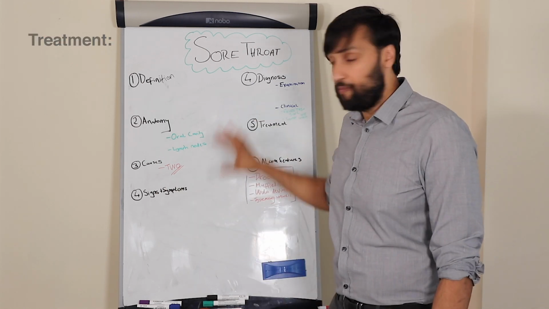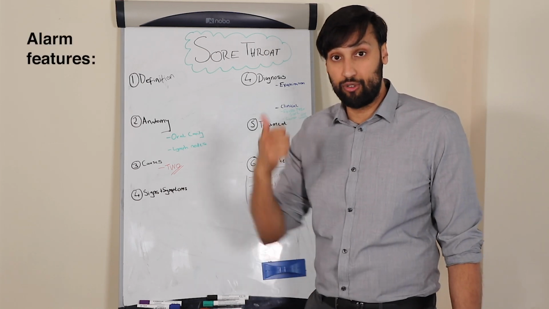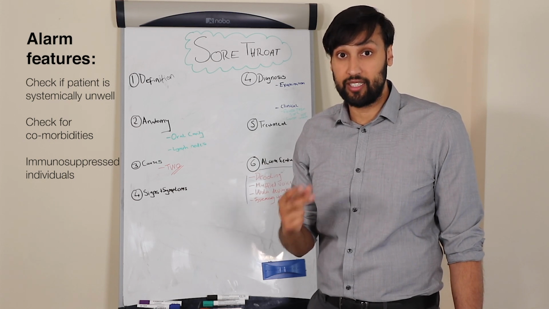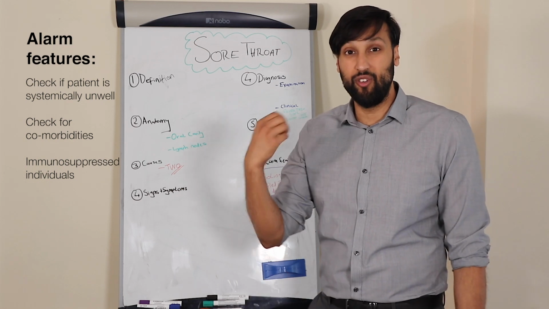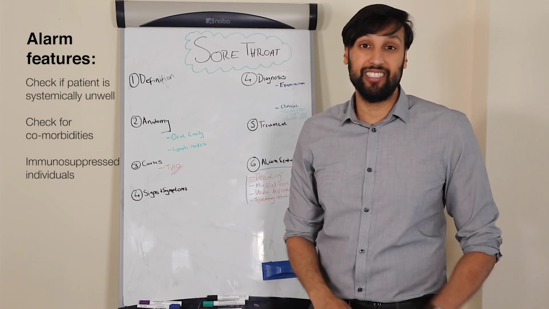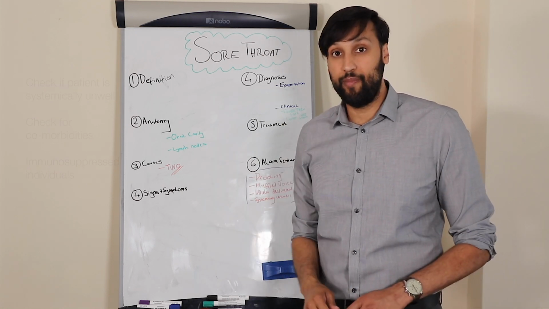So that's the treatment. In terms of alarm features, I want you to focus on this. Patients who have drooling, have stridor, have signs and symptoms of epiglottitis, do not examine the mouth if they have epiglottitis, have a muffled voice, if the uvula is deviated, or have abdominal pain, or have any sort of lesions in the mouth. You want to be careful because there could be a serious infection or it could be EBV.